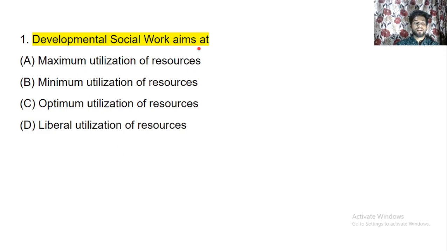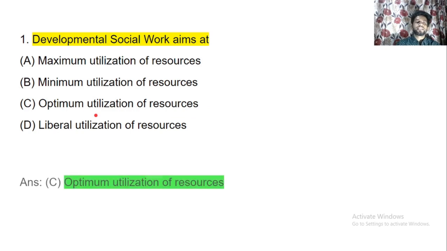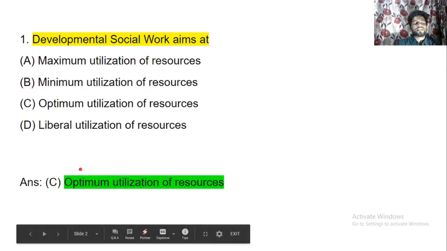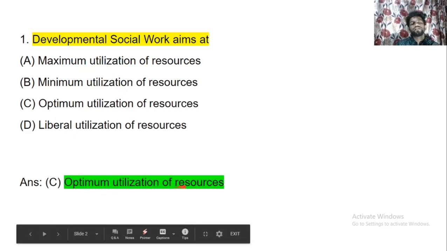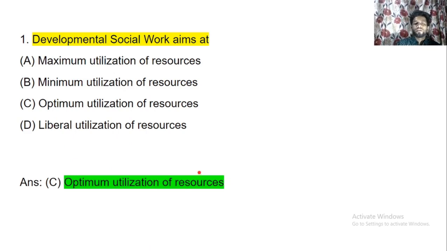Developmental social work aims at what? So what is the aim of developmental social work? So we know that optimum utilization of resources will be the developmental aim of social work. Optimum means as much as possible. It is not maximum. It's maximum within your capacity. This can be a maximum, but optimum is as much as you can utilize your resources. This will be the aim of developmental social workers.